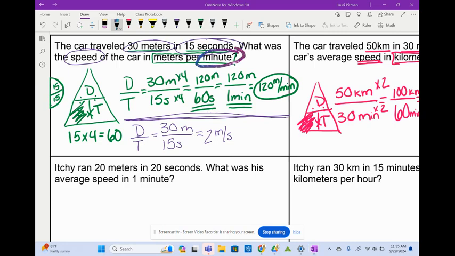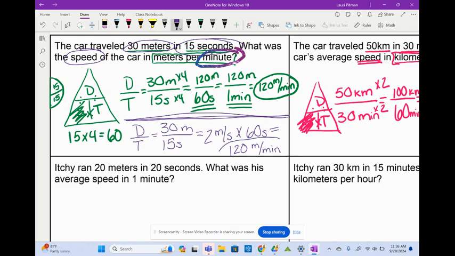So I can just go times 60 seconds because I want to know, if I can go 2 meters every second, how many will I go in 60 seconds? So you can just do 2 times 60, which gives me my 120. And since it's 60 seconds, I could say 120 meters in 60 seconds. Or since that's the same thing as a minute, I can say 120 meters per minute, since 60 seconds and 1 minute are equal.